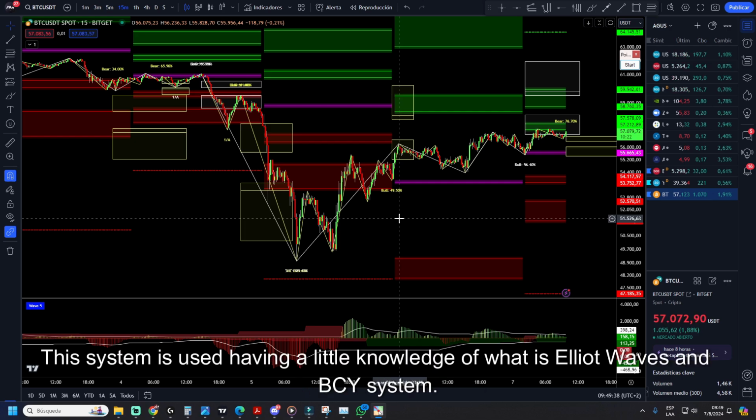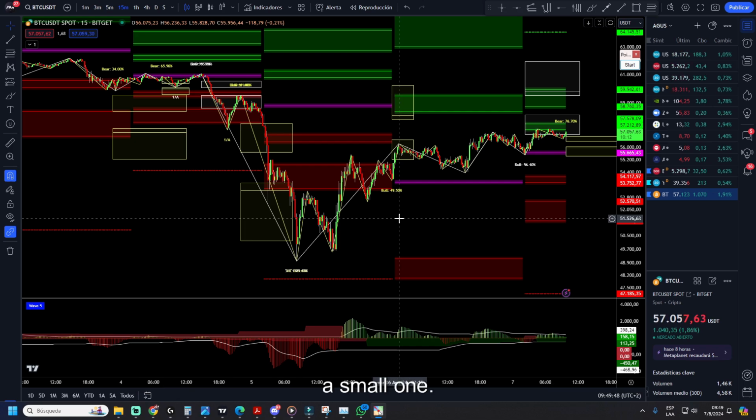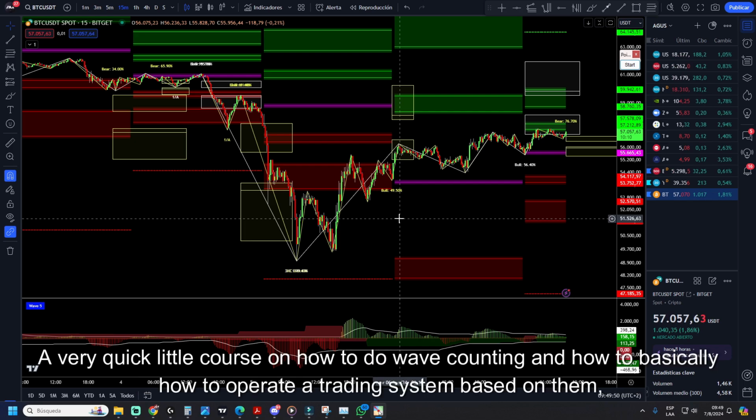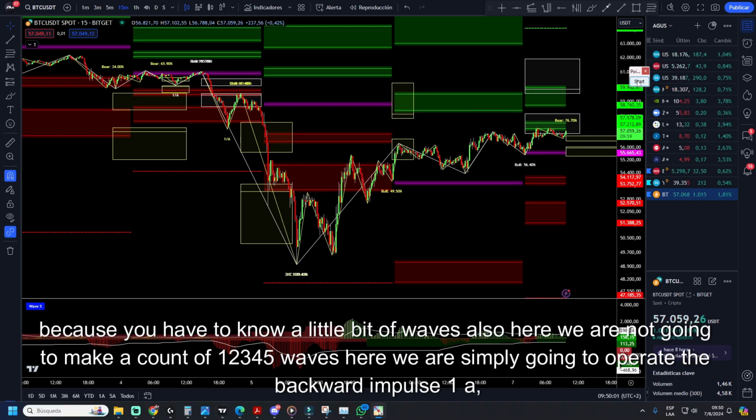This system is used having a little knowledge of what Elliott waves are. Otherwise, if you haven't studied it, let me know, because I'm making a small guide, a very quick little course on how to do wave counting and how to operate a trading system based on them, because you have to know a little bit about waves here.